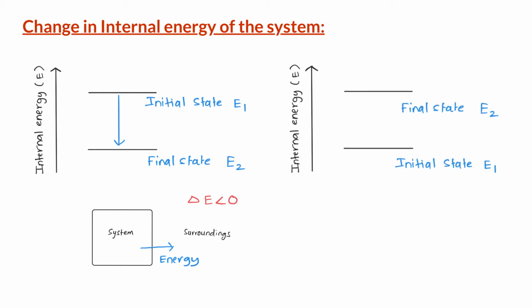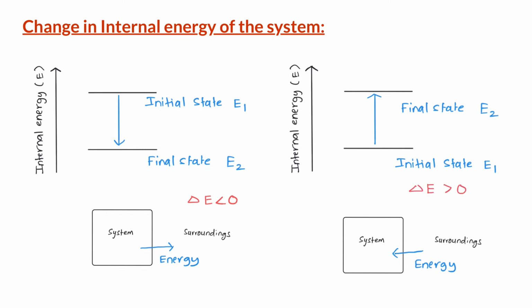If the initial internal energy of the system is lower than the final internal energy, as the system moves from its initial state to final state, it should increase its internal energy. Therefore, it gains energy from the surroundings and delta E is positive.